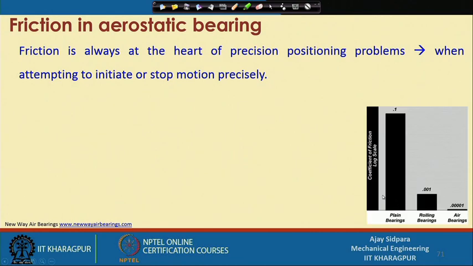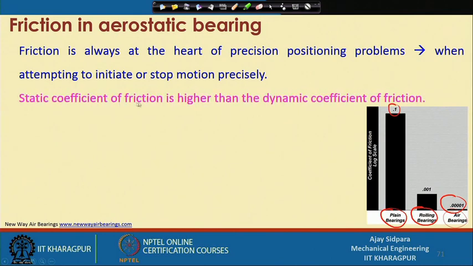Right. So, this is the coefficient of friction on the log scale. You can consider that for the plain bearing the coefficient of friction is around 0.1, then this is the rolling bearing and this is the air bearing. You can see it is a very small, almost negligible coefficient of friction, and that is the advantage of using aerostatic bearings for high precision applications.